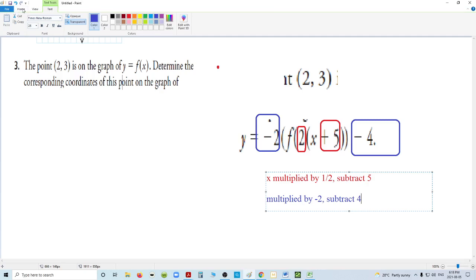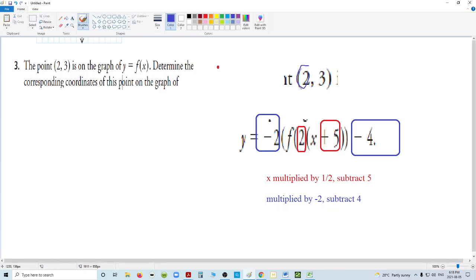So I take 2 here. 2 is my x value. I multiply by a half. What's 2 multiplied by a half? It's 1. And then I subtract 5. What's 1 minus 5? It's -4. So that 2 becomes a -4.